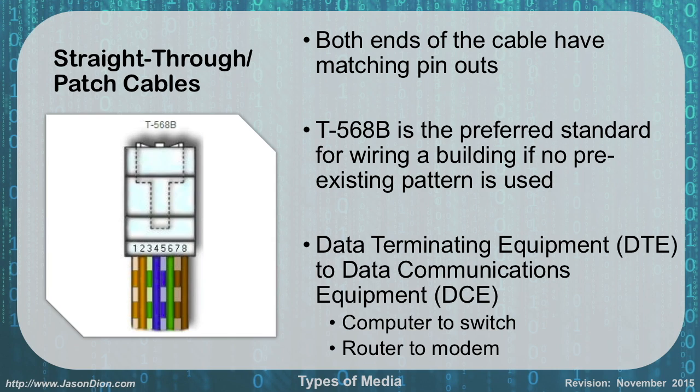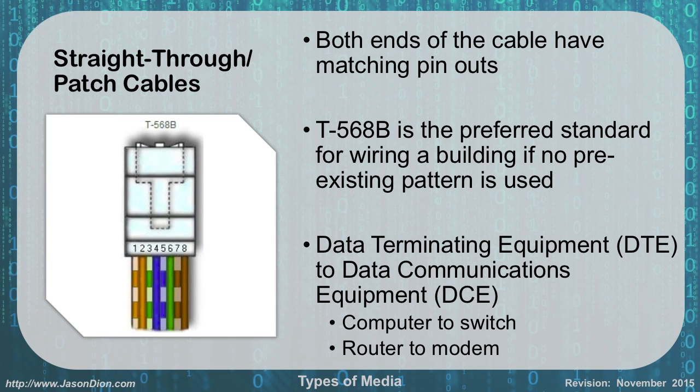Data terminating equipment, DTE to DCE. So data terminating equipment is something like a computer or a router, right? And data communications equipment is something like a switch or a modem, okay? When you're connecting two dissimilar devices, a computer to a switch, a router to a modem, you would use a straight through cable, okay?